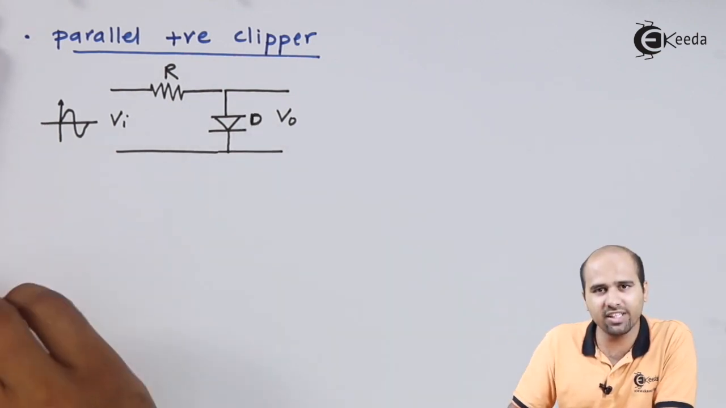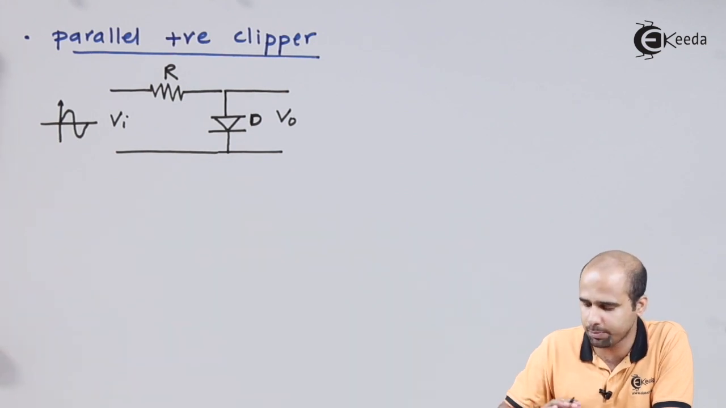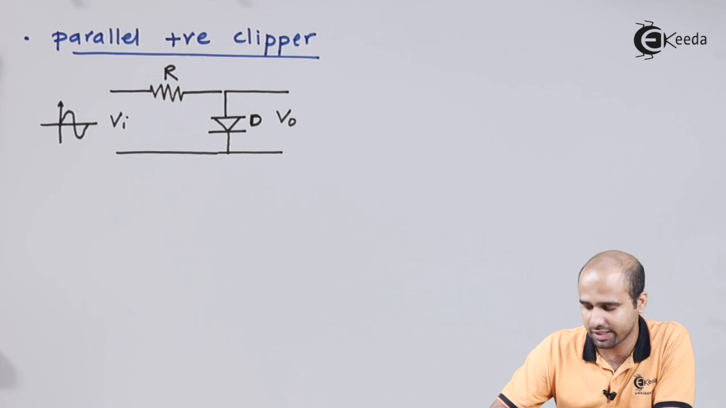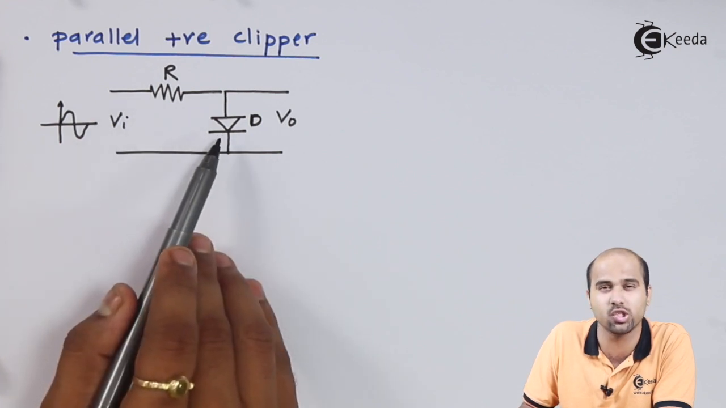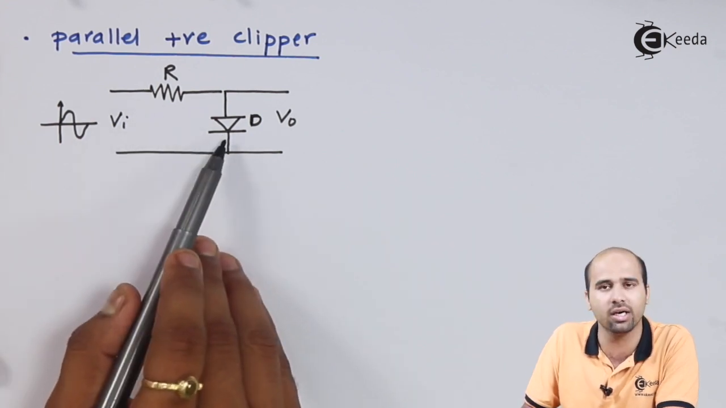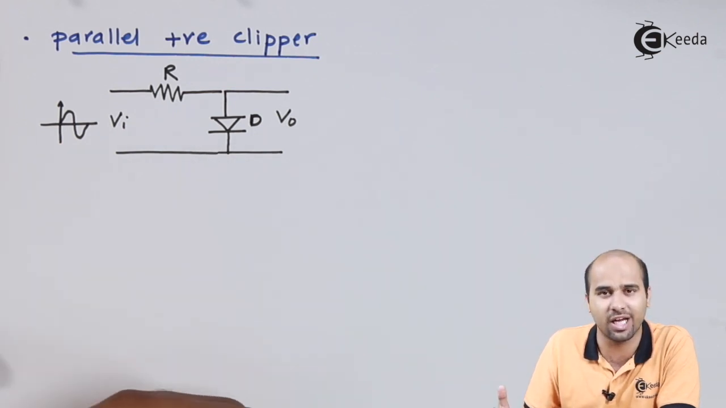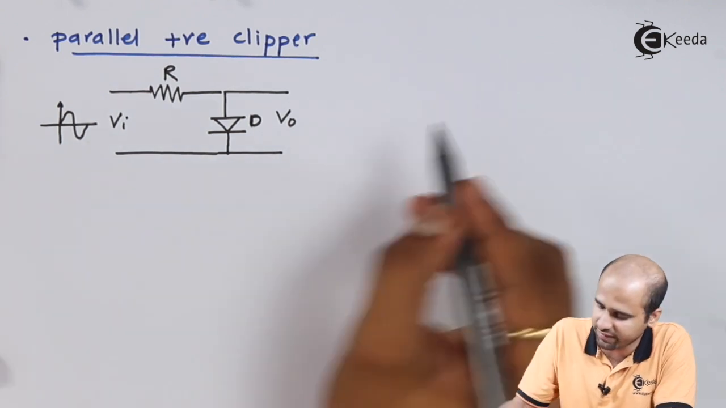If you identify the change in the circuit of the series positive negative clipper and this parallel positive clipper, just one change is there, that is the placement of resistor and diode. Just I change the placement of resistor and diode, rather swap the resistor and diode placement, then I will get altogether another type of clipper. So let's investigate again with the positive and negative half cycle.